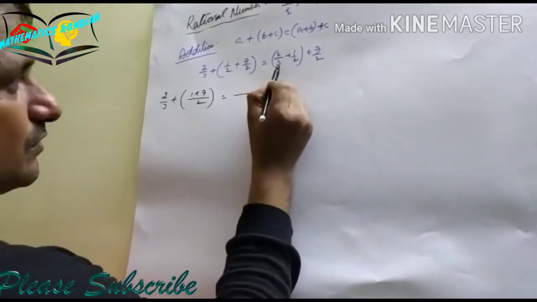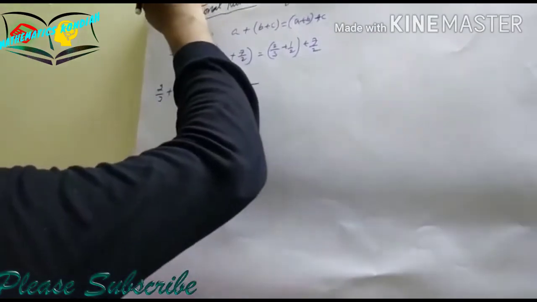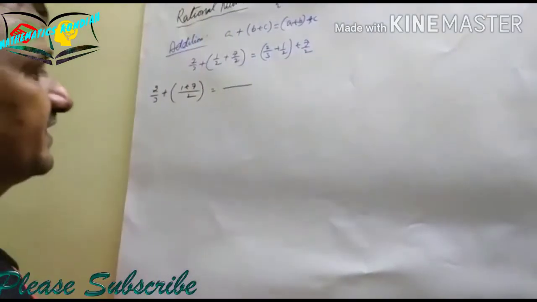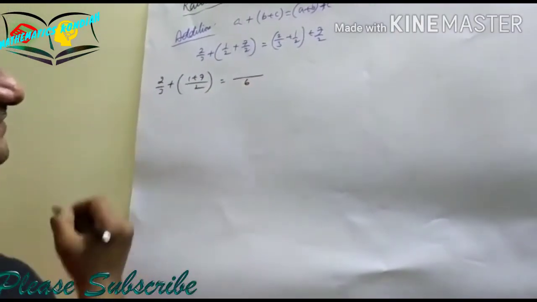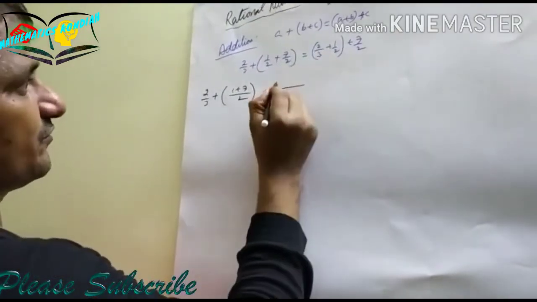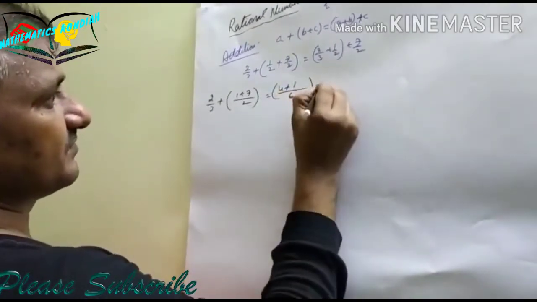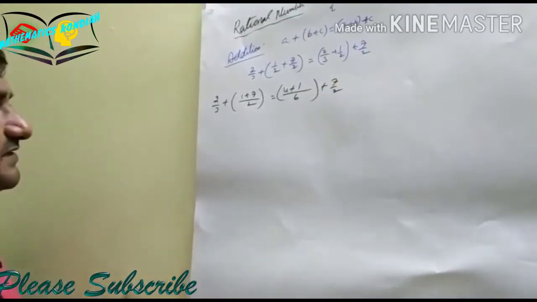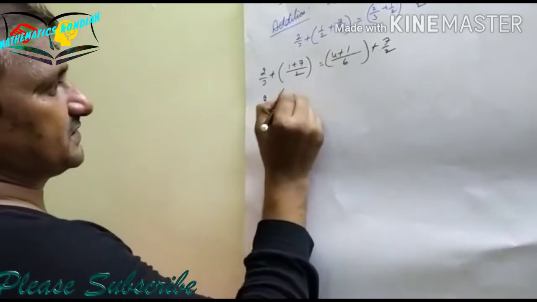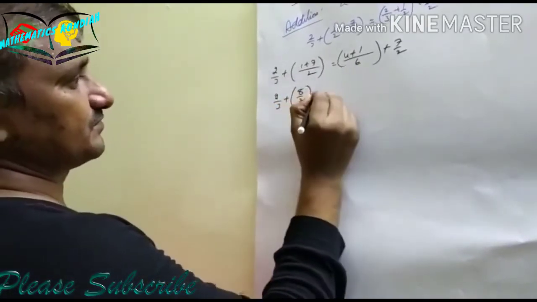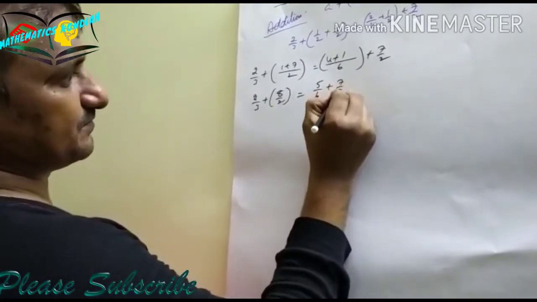Next, 2 and 3 are prime numbers. The LCM of prime numbers is the product of those, therefore 2 into 3, 6. 6 by 3, 2 into 2, 4, plus 6 by 2, 3 into 1, 3, plus 7 by 2. Right. At the same time, 2 by 3 plus 1 by 2 is equal to 4 plus 3, 7 by 6 plus 7 by 2.